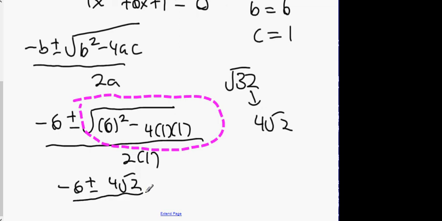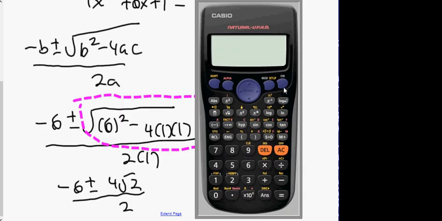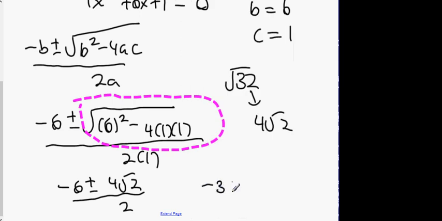Now, in a test, I'm not going to make a mistake on this because I'm going to be tired in the test. I'm going to be rushing stuff. So what you need to be doing is just input it into the calculator and let the calculator do the majority of the work for you. Divided by 2. Minus 3 plus 2 root 2. So it's minus 3 plus 2 root 2 or minus 3 minus 2 root 2. That's our answer. So that's that one done.